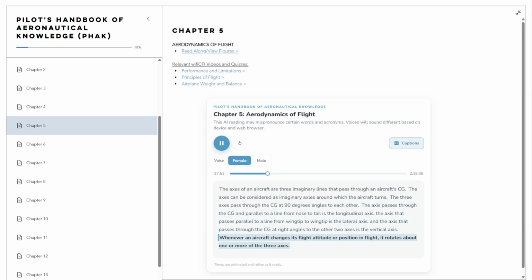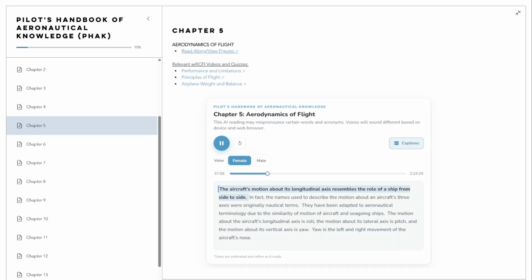Whenever an aircraft changes its flight attitude or position in flight, it rotates about one or more of the three axes. The aircraft's motion about its longitudinal axis resembles the roll of a ship from side to side. In fact, the names used to describe the motion about an aircraft's three axes were originally nautical terms. They have been adapted to aeronautical terminology due to the similarity of motion of aircraft and seagoing ships.